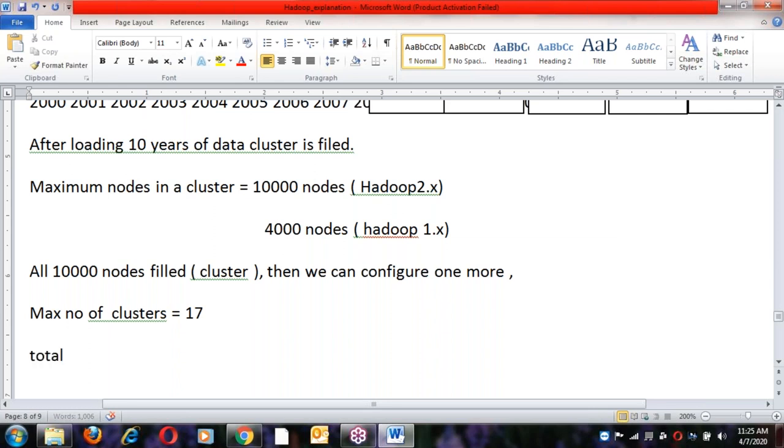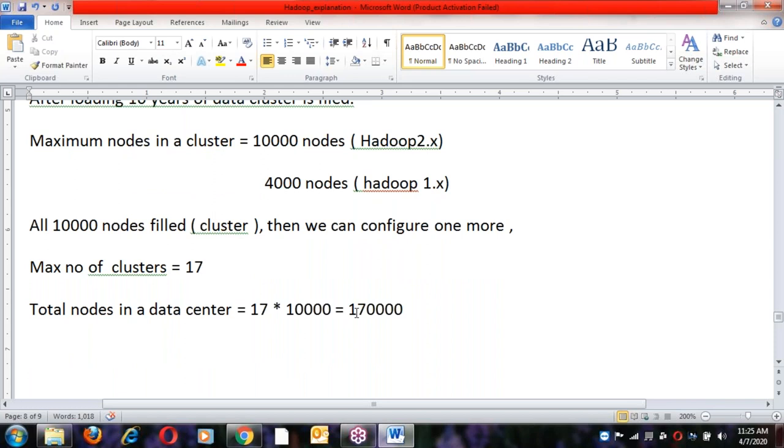So, total nodes in a data center is equal to 17 clusters multiplied by 10,000, which is equal to 170,000 nodes worth. So this is 170,000 nodes in a data center.